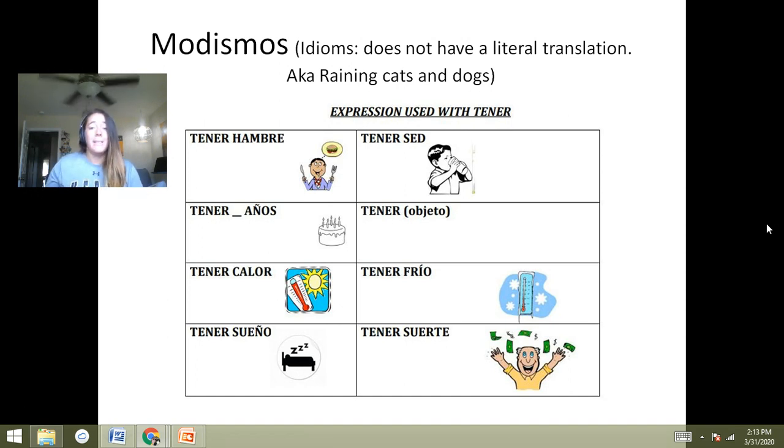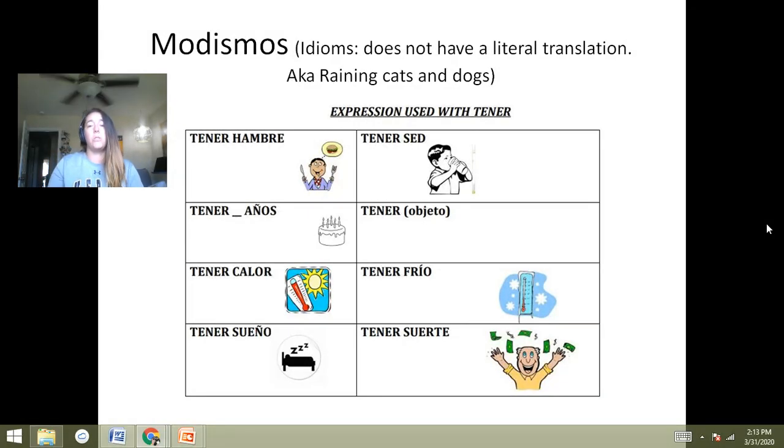Okay, the next one, tener frío. Tener frío is to have coldness. So it's obviously like tener calor, where it's to have coldness, to have hotness. For this one, if I were to say, ella tiene frío, that would be she has coldness, or rather, she is cold, temperature-wise. And then lastly, tener suerte.